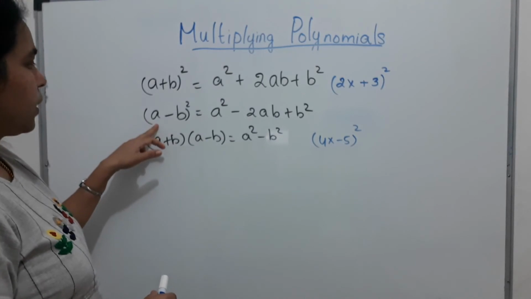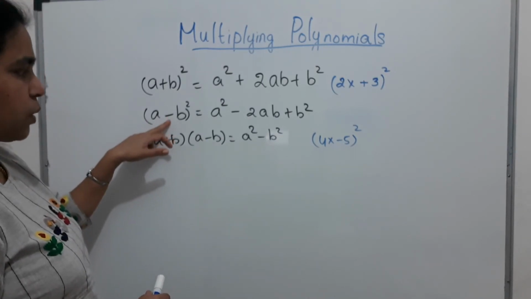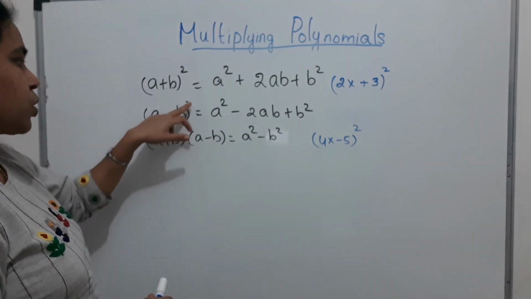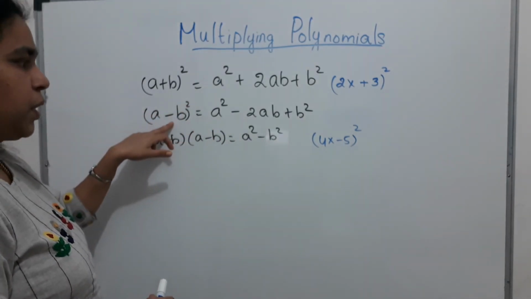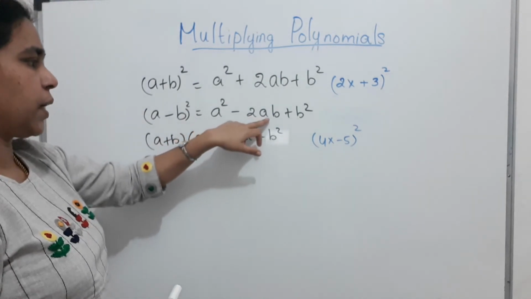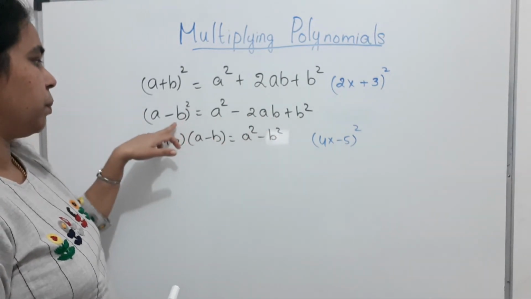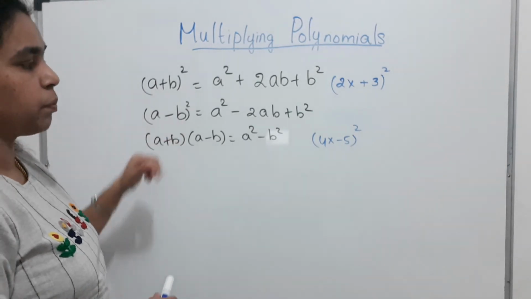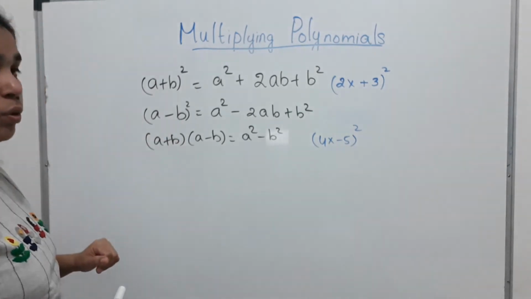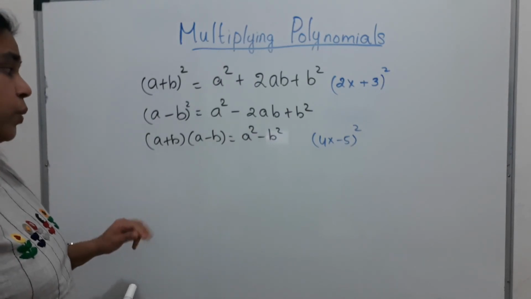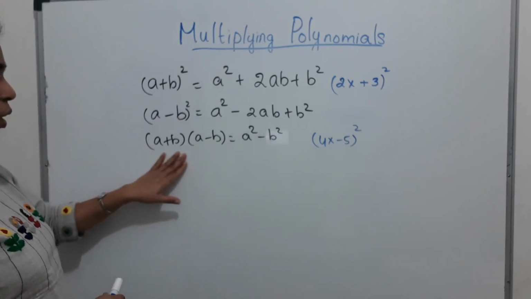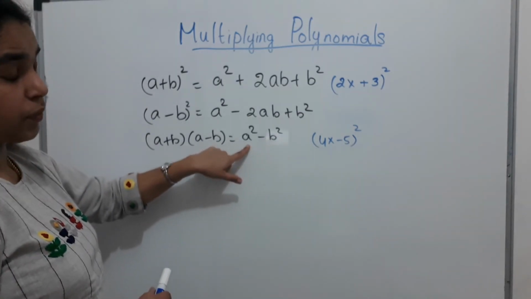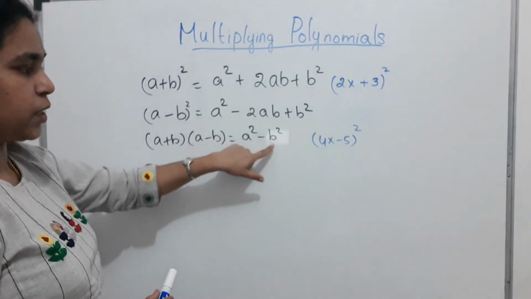And in this case, if there is a minus in between, then a square stays positive and the middle term will be negative, because 2 times a times minus b will be minus 2 times a times b, and the third term will be the square of the second term. Which means (minus b) the whole square will be equal to plus b square. This is actually called the difference between perfect squares: a square minus b square.